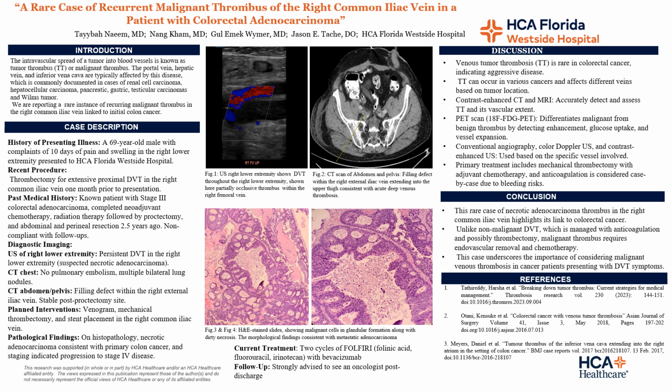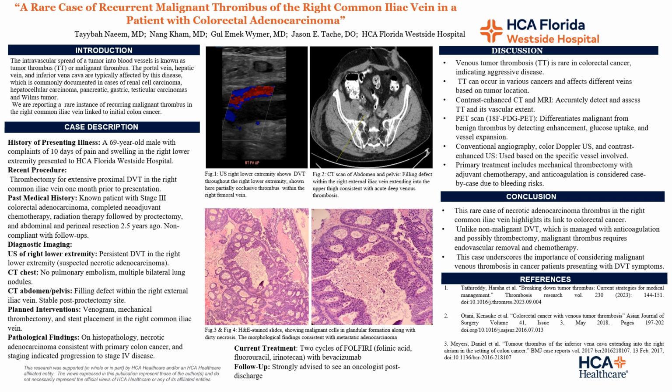On histopathology, the removed clot confirmed necrotic adenocarcinoma with the primary colon cancer, as shown in figures 3 and 4. The H&E stain slides show malignant cells in glandular formation and dirty necrosis. Further staging indicated progression to stage 4 disease of the cancer.